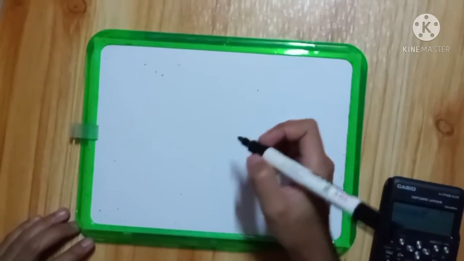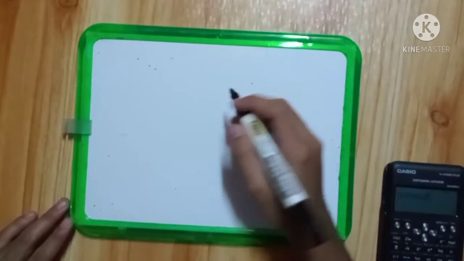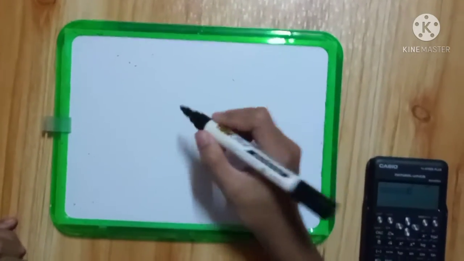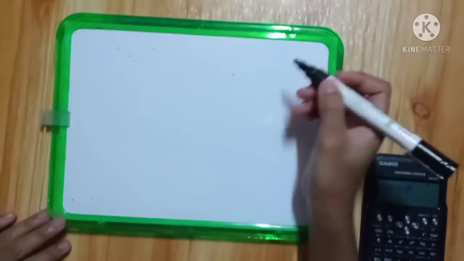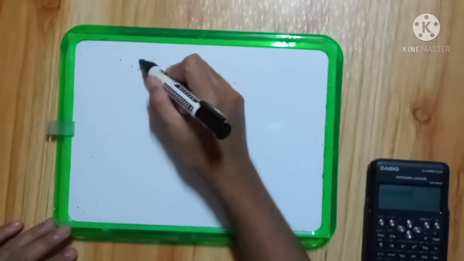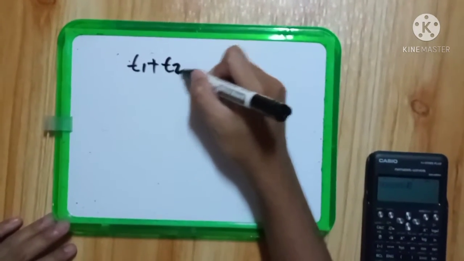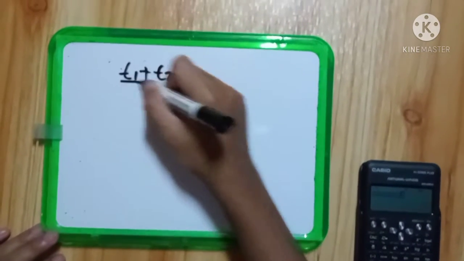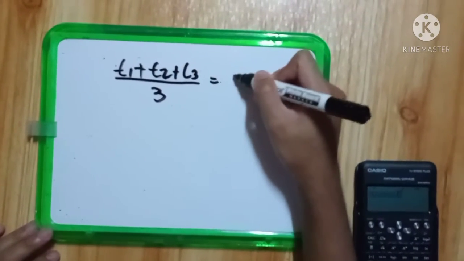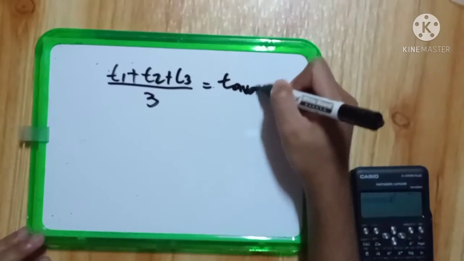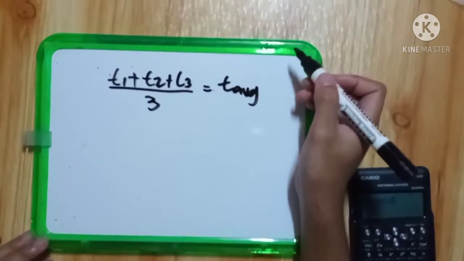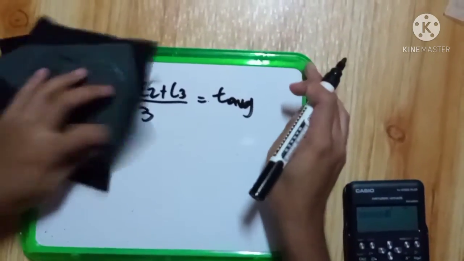Now let's get the average time of each strip since we have three trials. So the formula is time 1 plus time 2 plus time 3 divided by 3 to get the average time of the trials we have. So let's start with the first strip.